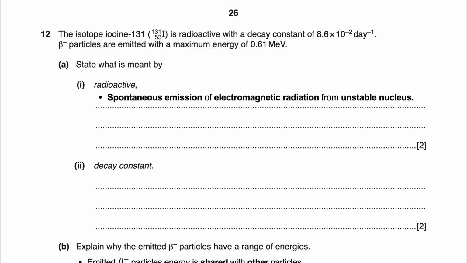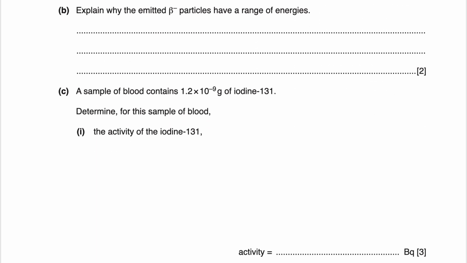Second, what is the decay constant? Here we will use the symbol lambda for the decay constant in nuclear physics. It is the probability per unit time of the decay. What is the probability? How many times the nucleus undergoes decay, by second or by hour or by day, it depends on us. So the definition is: the decay constant lambda is the probability per unit time of the decay of the nucleus. Okay, let's check question B.